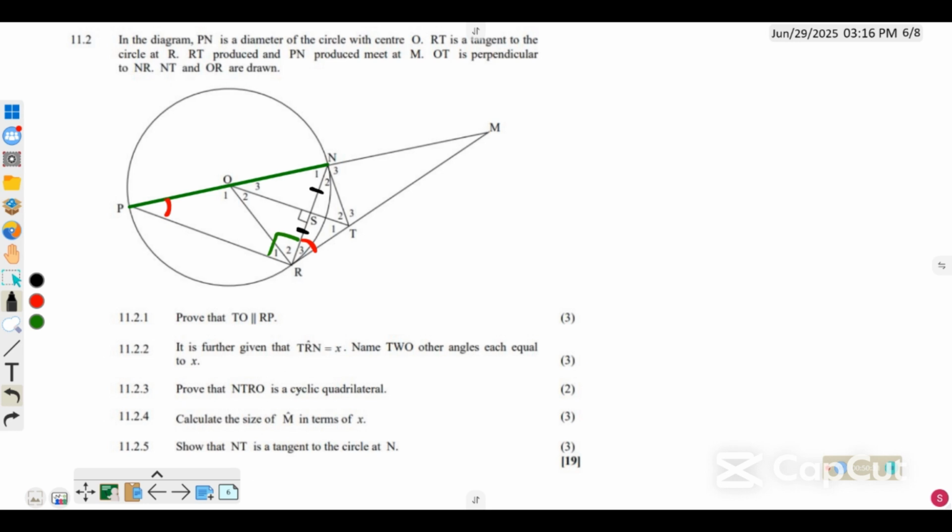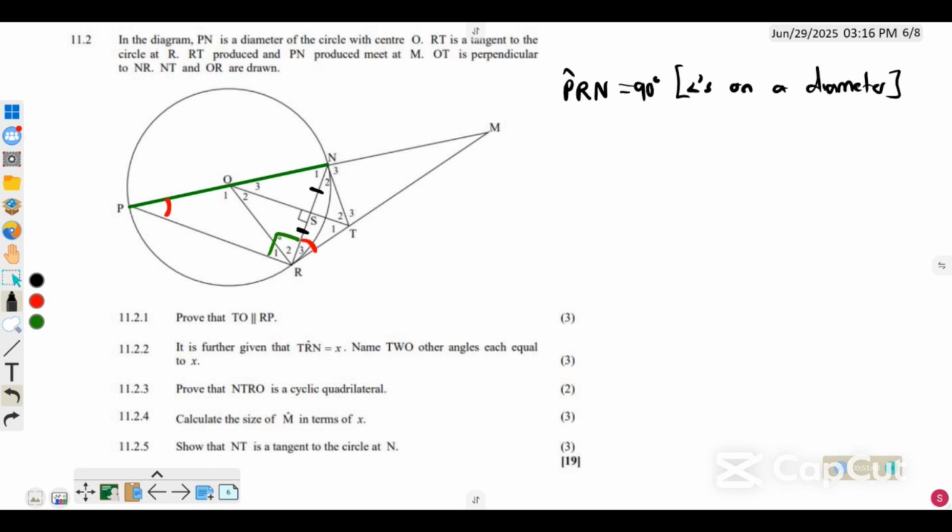Now this should be tough, but not as tough as us. Prove that TO is parallel to RP. Where's TO? Prove that this is parallel to RP. So you think about all the reasons that can make you conclude. We already have that angle PRN is equal to 90 degrees, which is R1 and R2. These are angles on a diameter, so that's what we have.